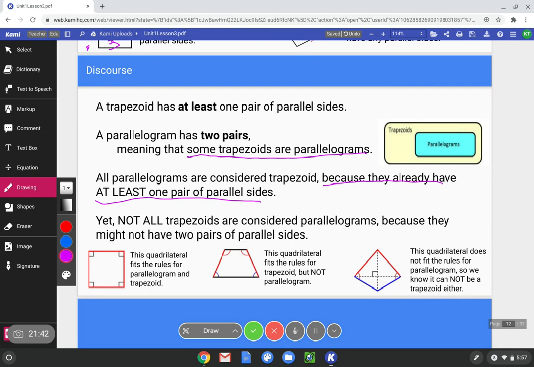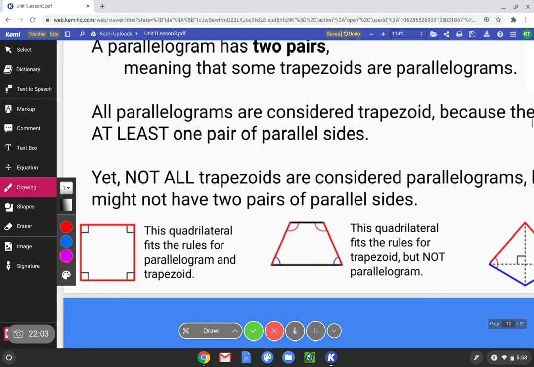Remember, it's important to know and understand that not all trapezoids are considered parallelograms because they might not have 2 pairs of parallel sides. If a shape has 2 pairs of parallel sides, it's going to be a trapezoid and a parallelogram. So let's break down each one.